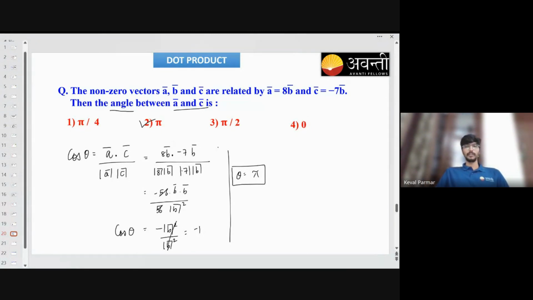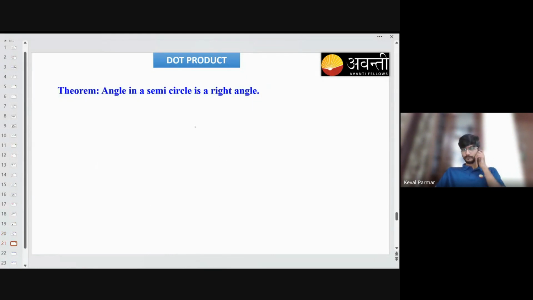Correct? Chalo, let's go on to the next question. Angle in a semicircle. Again, this is a very important proof for your boards or for your NCERT. You must have seen there are many proofs in your NCERT in these chapters. Some of them are: prove that opposite sides of a parallelogram are parallel. This is one of them: prove that the angle in a semicircle is 90 degrees.